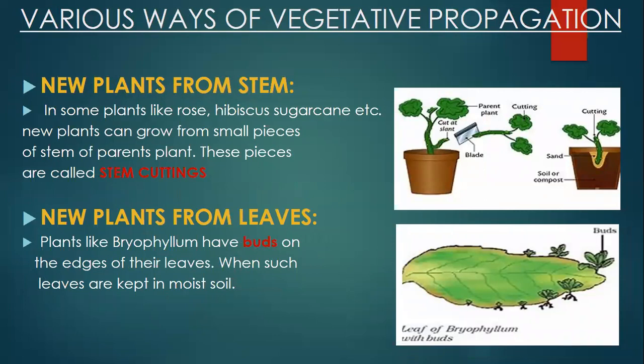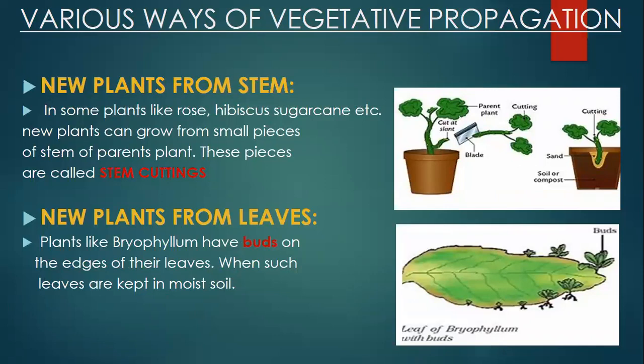Next is new plants from the cutting of stems. Some plants like money plant, rose, hibiscus, and sugarcane can also grow from stem cuttings. If we cut a stem from any of these plants and put it in the soil, it will start growing into a new plant. So we can grow a new plant from stem cuttings also.